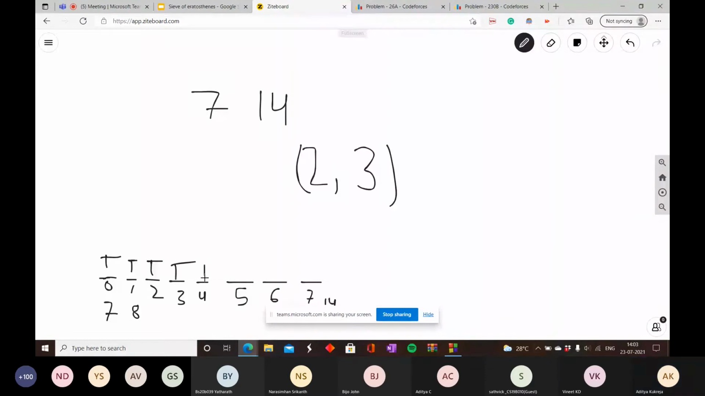And as you proceed, what you do is cross out all the multiples of 2 in this series. So this is actually 7, 8, 9, 10, 11, 12, 13, and 14. You'd cross out all the multiples of 2, so 8 would be crossed out. This would become false. Then 10 would be crossed out, which would become false. Then 12 would be crossed out, which would become false. And 14 would be crossed out.